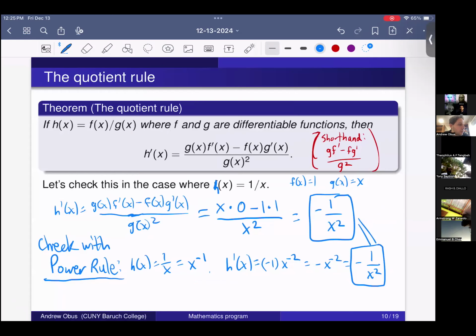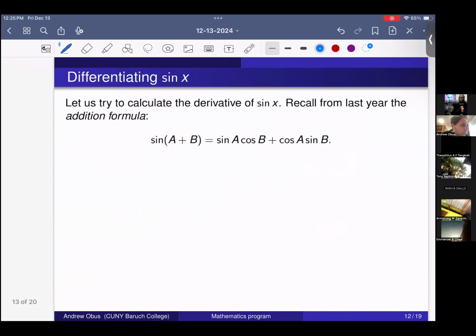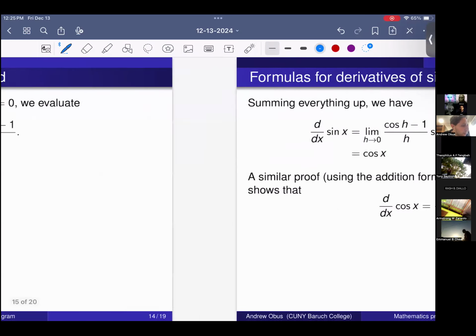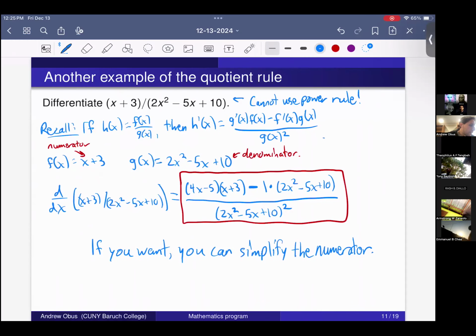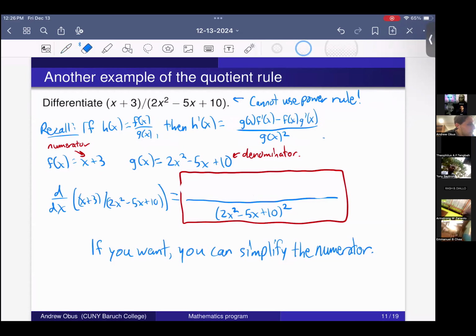But wait, did I make a mistake here? Oh, I made a mistake. Sorry. You were right. This should be reversed. I copied it down wrong. It's g of x, f prime of x, minus f of x, g prime of x. And that means this actually has to be reversed. Sorry about this.